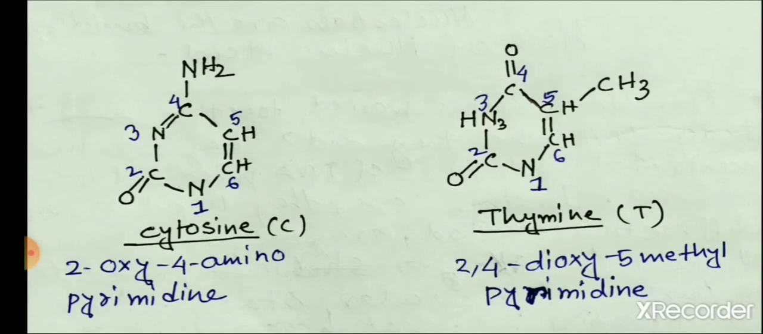So it is a ring structure. In the case of thymine, there is an oxygen atom held in the 2 position, and in the 4 position there is an oxygen also. But in the 5 position there is a methyl group present. So its IUPAC name is 2,4-dioxy-5-methyl pyrimidine. So these are the nitrogen containing or nitrogenous bases that are present in DNA.